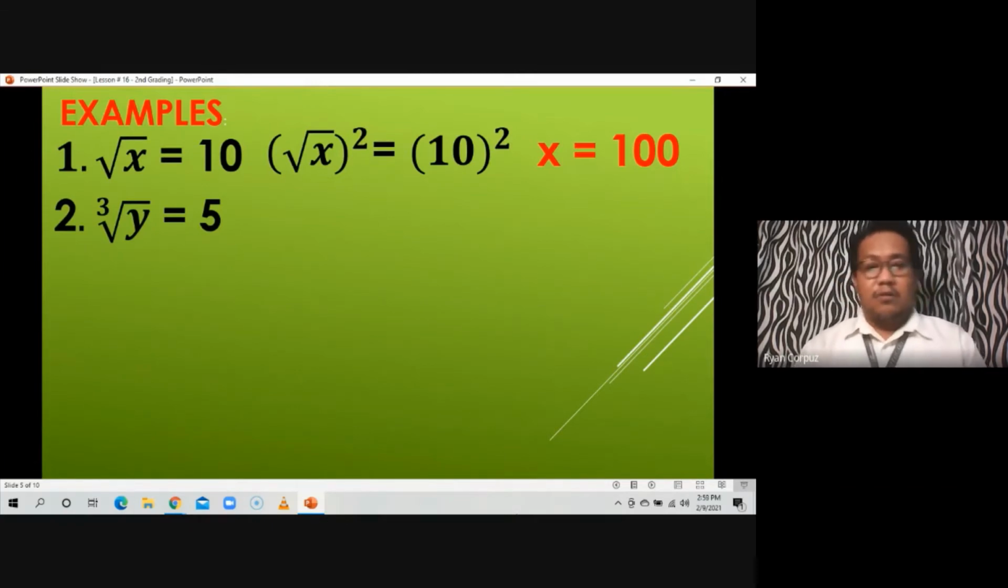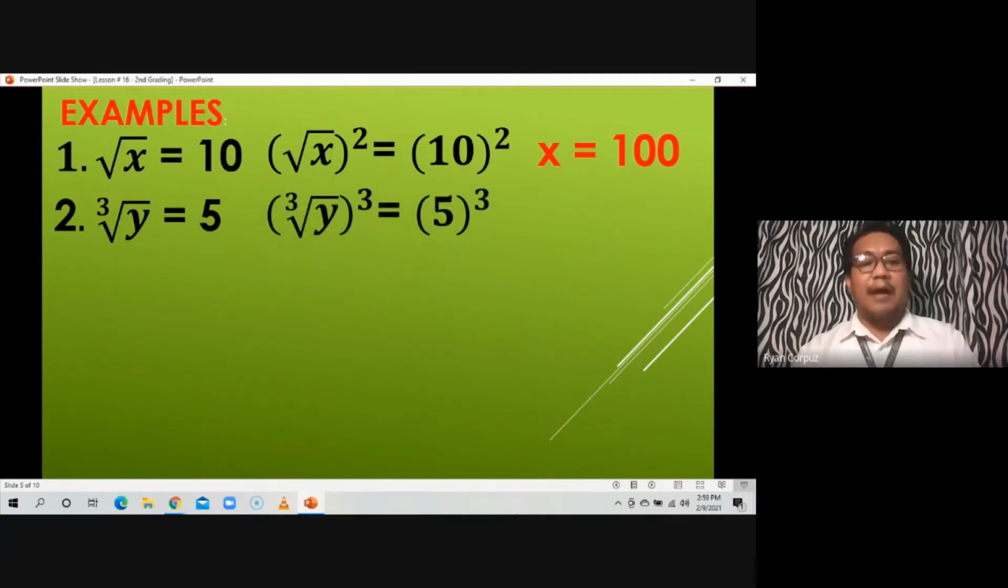Since it was already arranged in the right form, we can now apply raising both sides of the equation by the power same as the index. This time the index is 3. So that means we are going to raise both sides of the equation by 3. Again, the purpose is for us to eliminate this cube root sign here so that y will be left, because y is what we are looking for in the problem.